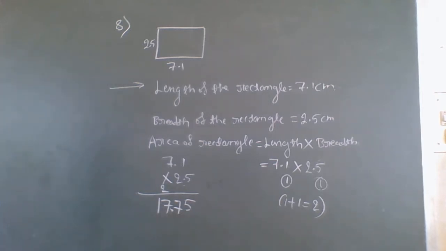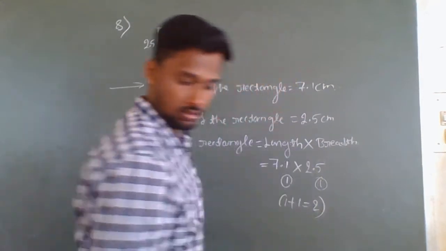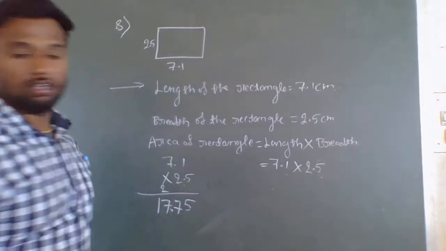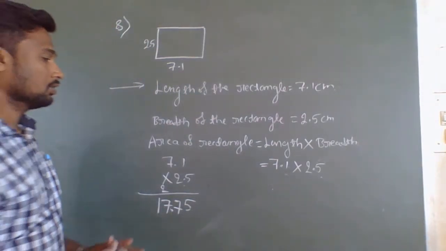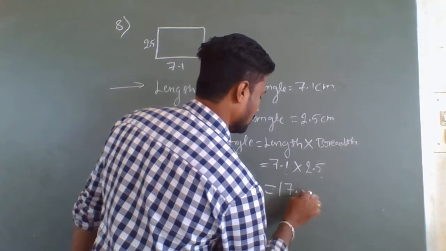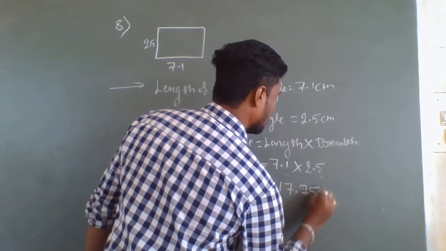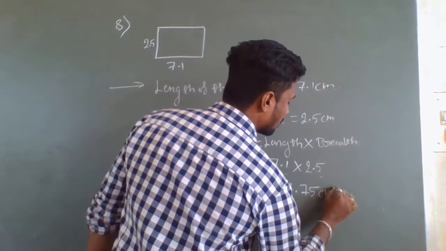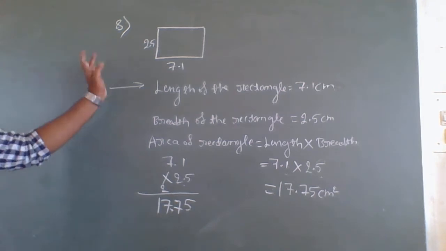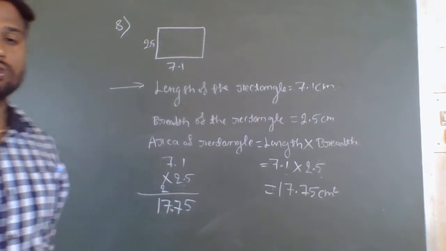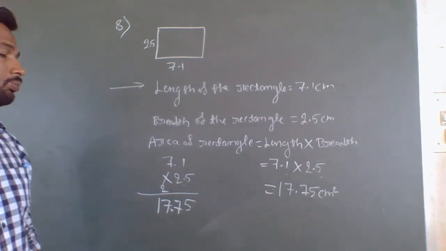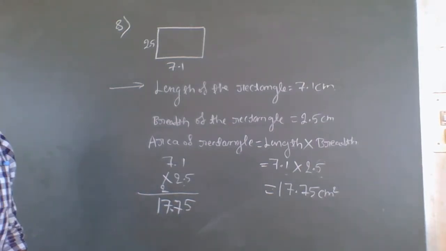17.75 centimeter square. So here I will write 7.1 into 2.5 means 17.75 centimeter square. Why is it centimeter square? Always you should mention the area of a rectangle in centimeter square only. So the product of 7.1 into 2.5 equals 17.75 centimeter square.